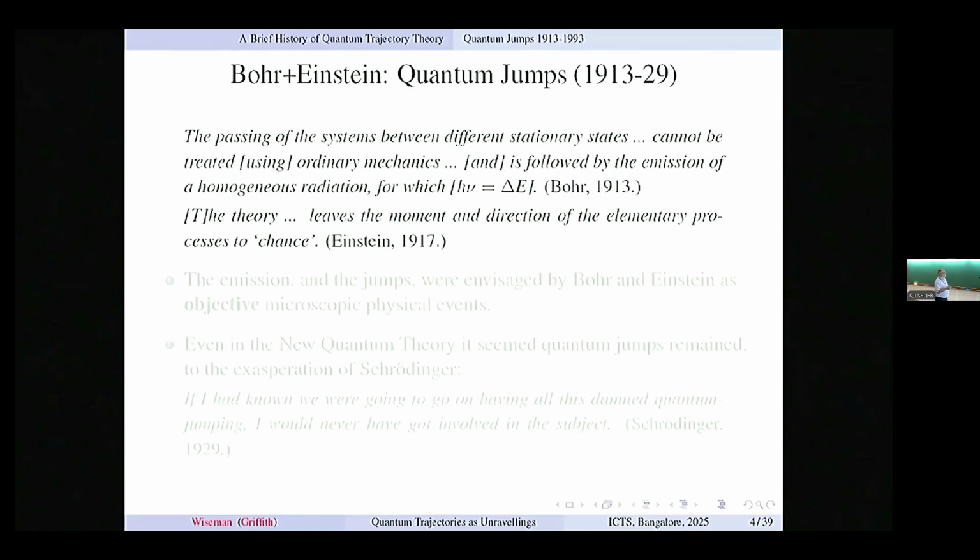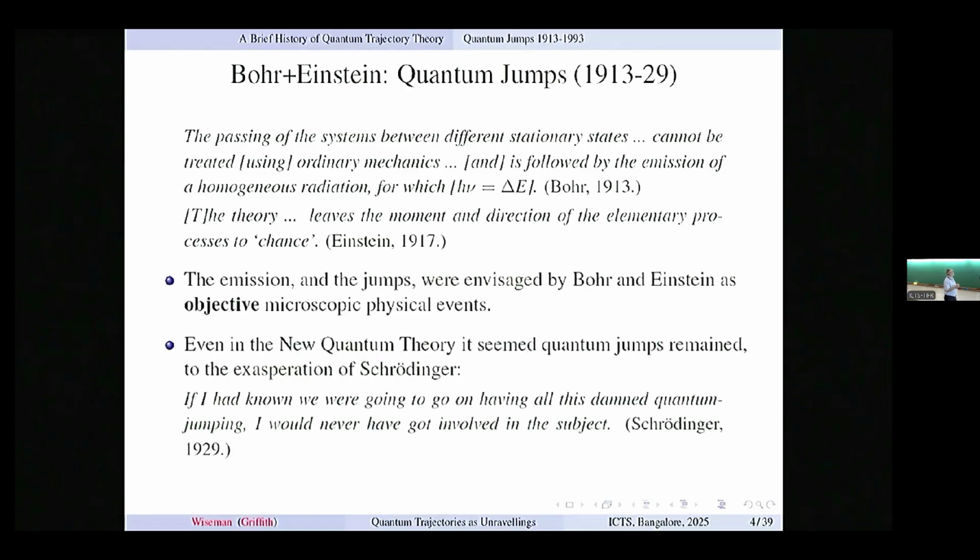That was more or less what Bohr said. He didn't actually write down dynamical equations. It was a few years later, Einstein in 1917 actually wrote down rate equations for the jumps between levels of an atomic system, and he made this comment about them: "The theory leaves the moment and direction of the elementary processes, in other words, the jumps, to chance."